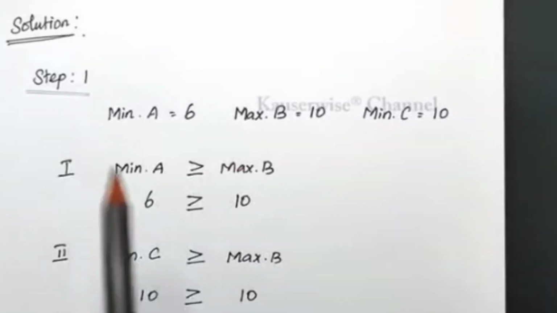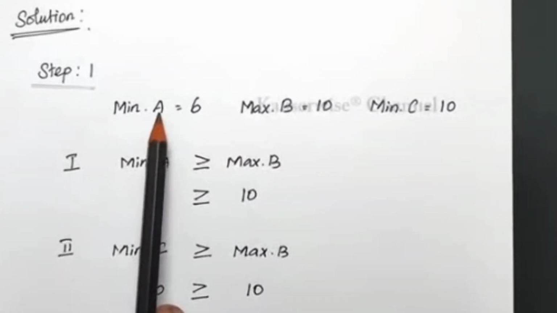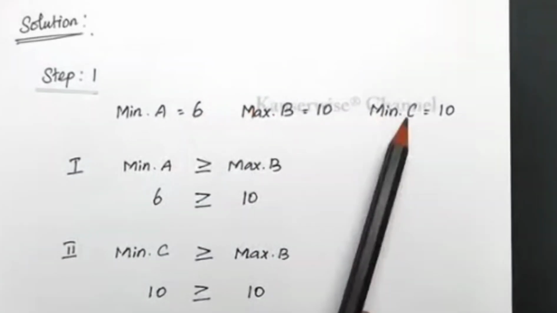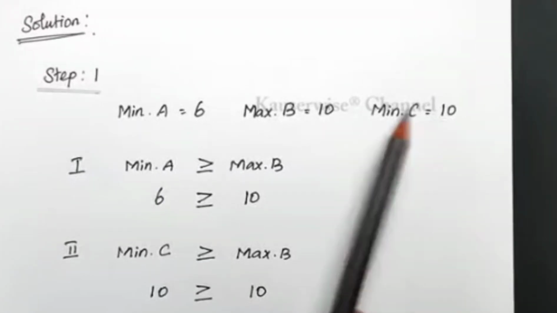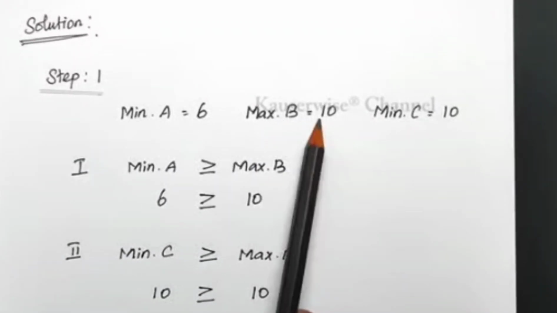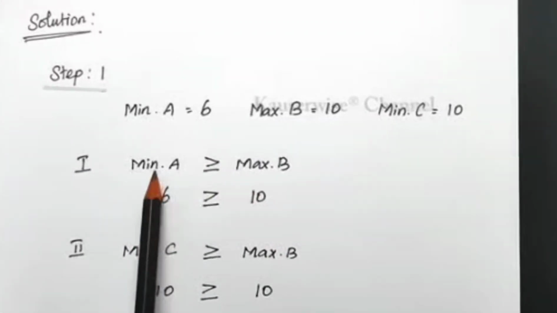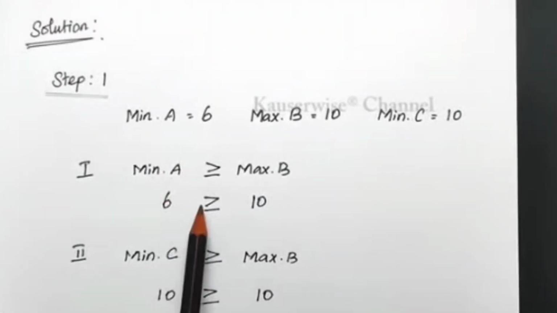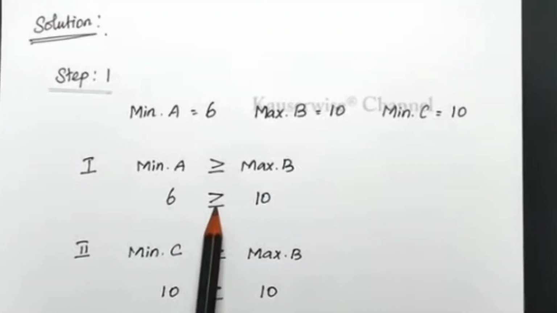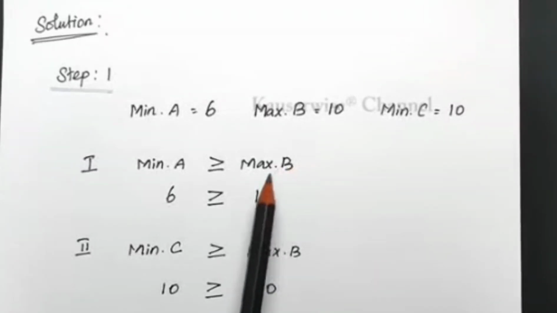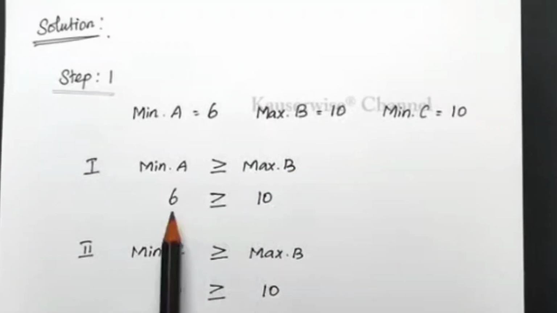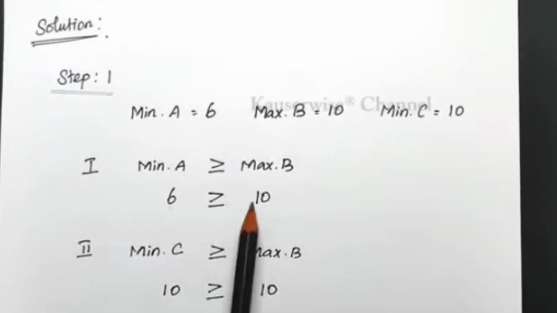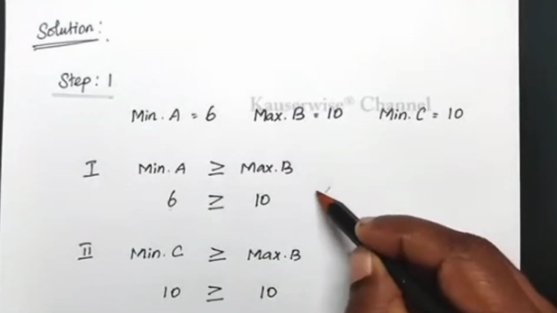Okay, here we have conditions. For that, minimum duration on machine A is 6 and minimum duration on machine C is 10 and maximum duration on machine B is 10. Look at the first condition. The minimum duration on machine A, 6, should be greater than or equal to maximum duration on machine B, that is 10. So here 6 is not greater than 10. So the first condition is failed.